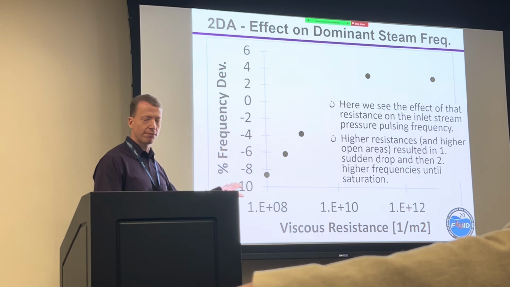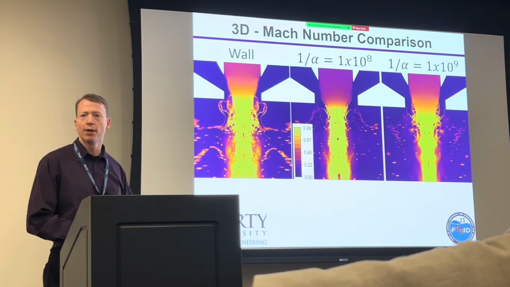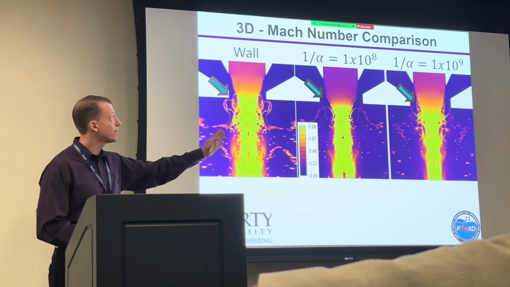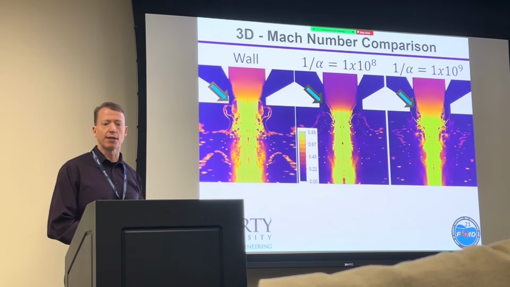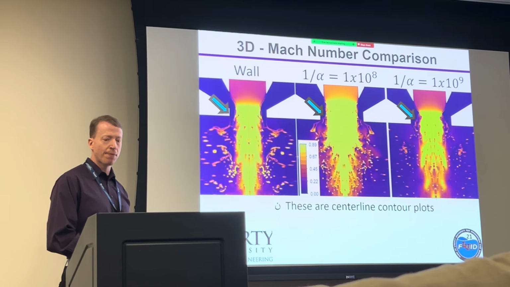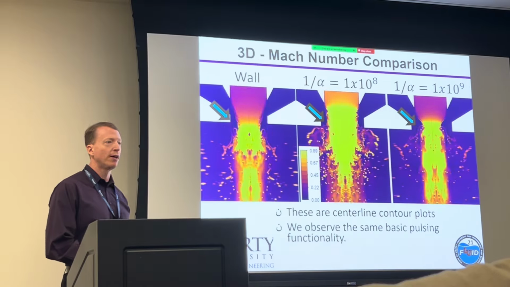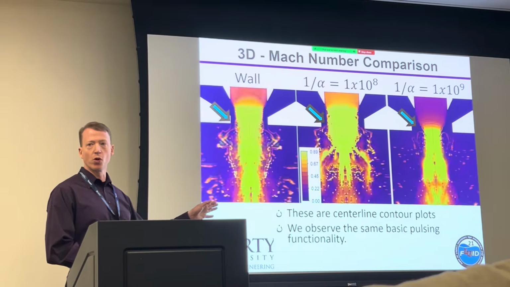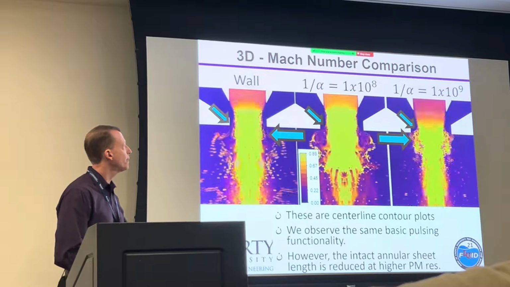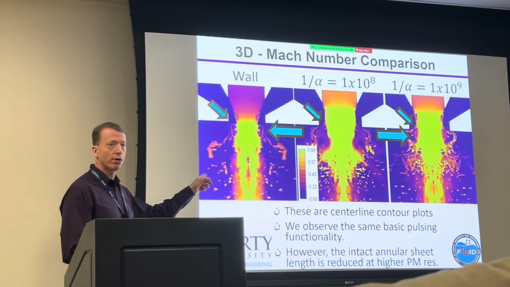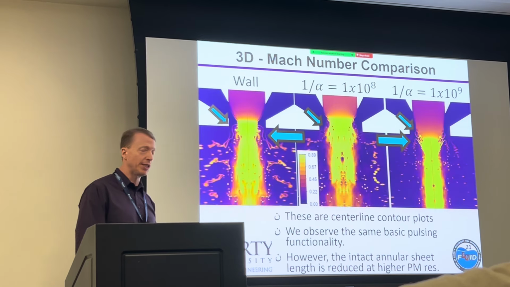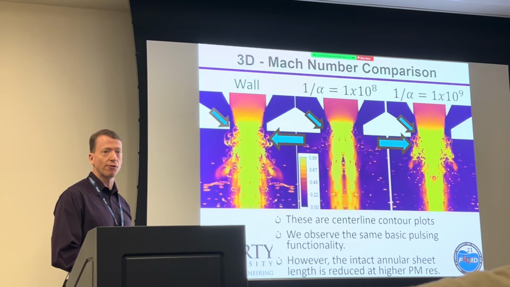This is 2D proof of concept in 3D. I'm going to show you 3 animations. These are the same Mach number contours you saw earlier, where this is the wall for the orifice. The next is a 10 to the 8th porous media, and the next one is a 10 to the 9th porous media. So we've got 3 animations all looking at the slices on the center line. What we see is the same basic functionality among the base case, the low resistance, and the relatively high resistance case. But what's interesting though is this intact length of the slurry annular region is longer for the wall than it is for the highest porous media resistance. So the annular region doesn't survive as long, which is going to have implications on droplet size, as we'll see in a minute.